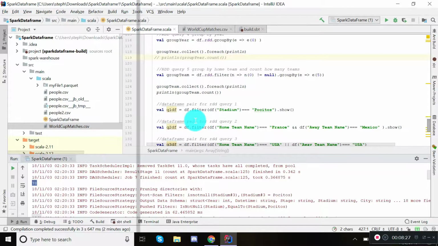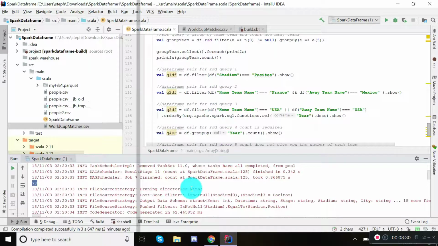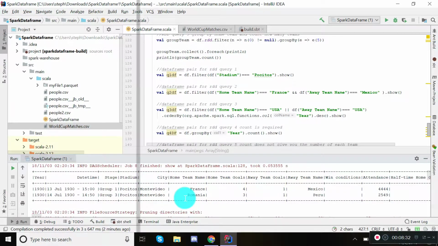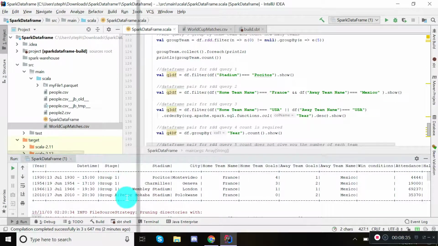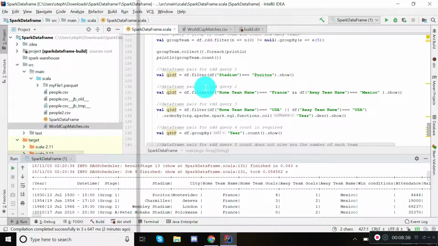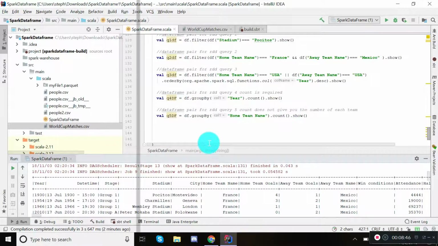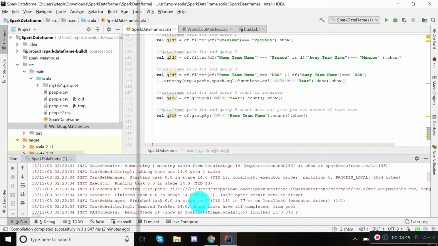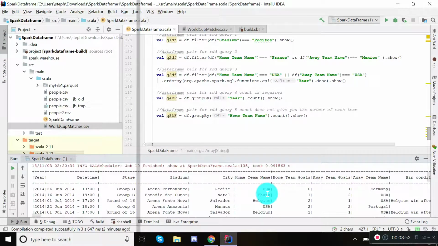Then we're onto this one, which I already showed you how that one worked, which is right here. The next data frame one that corresponds to the RDD2 is the home team when we had France and Mexico. So obviously here's France, here's Mexico, only their games against each other. Query 3 is right here, so everything that is USA related, so USA here, USA here, USA here, USA here. So all the USA ones being ordered from greatest to least, obviously, because it starts at 2014, so most recent.